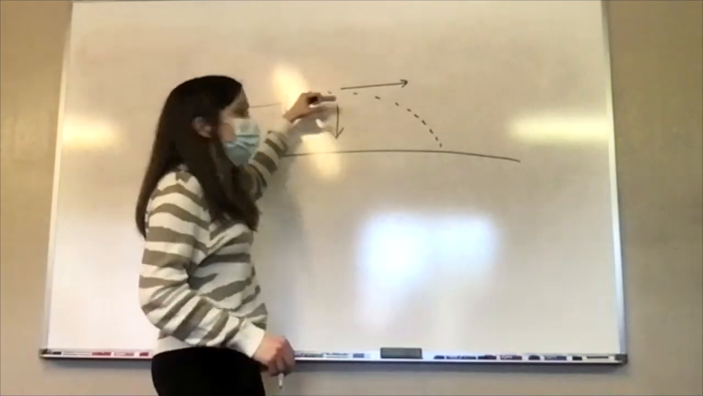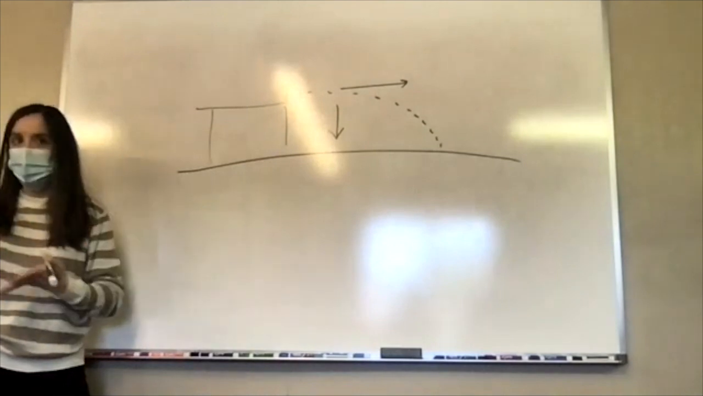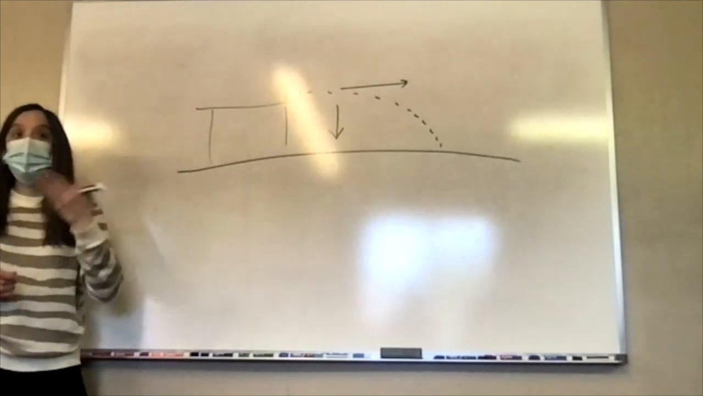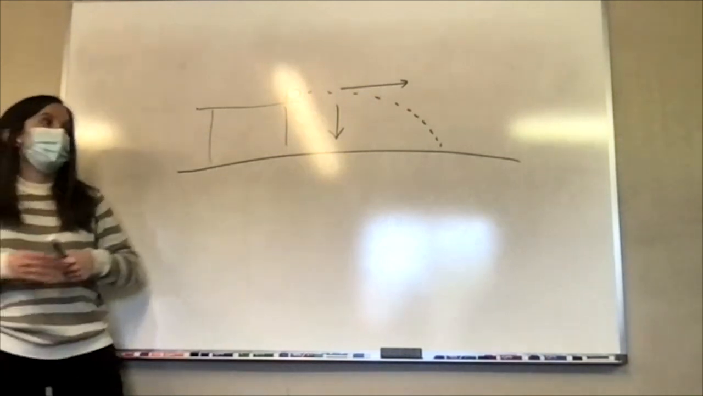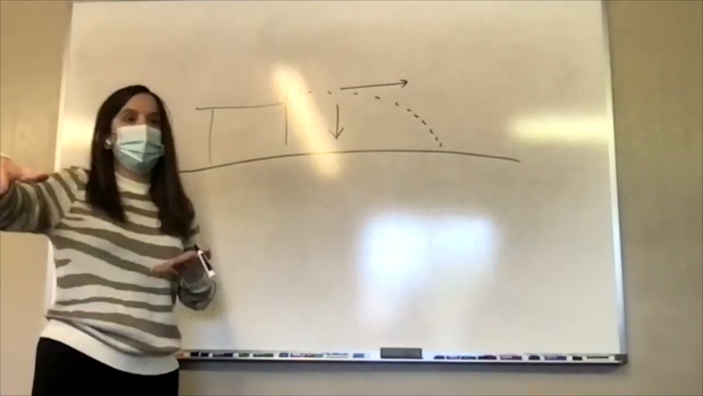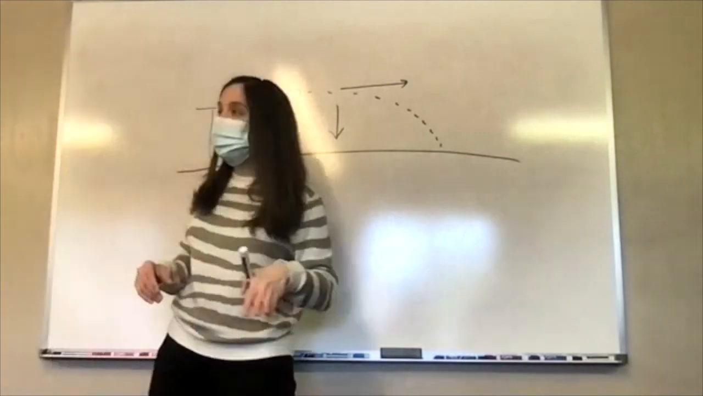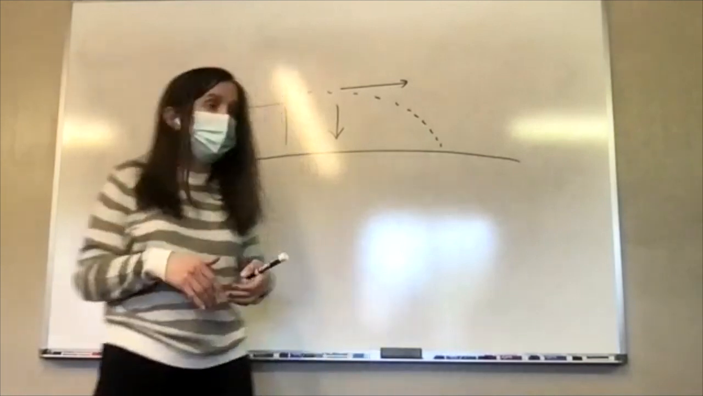But is there a force making it go forward? Is there a force on the ball that makes it go forward? Just the ball rolling off the table, nothing else. Is there any force moving it forward? No. So because there's no force moving it forward, there's no acceleration. The ball just stays the same speed.